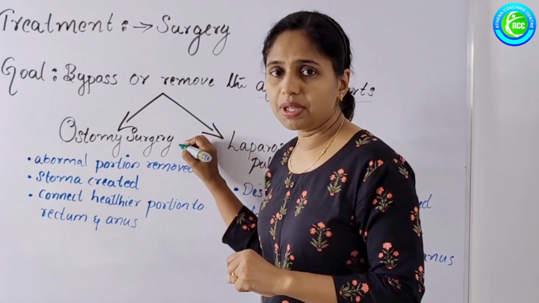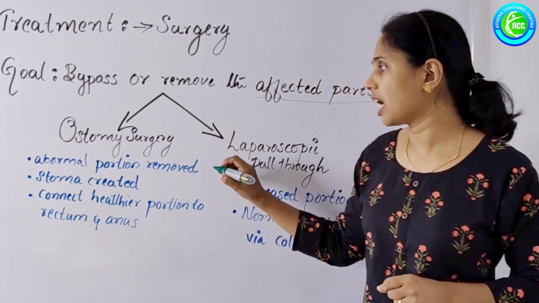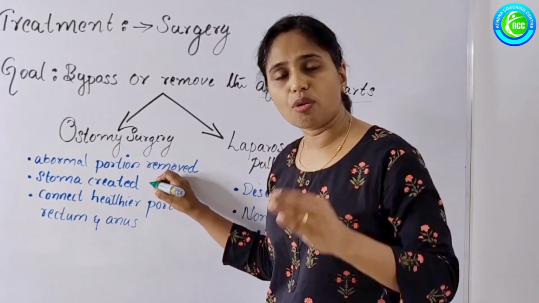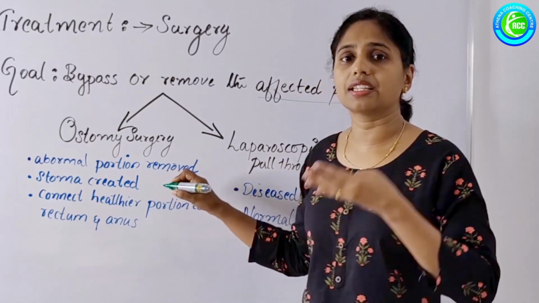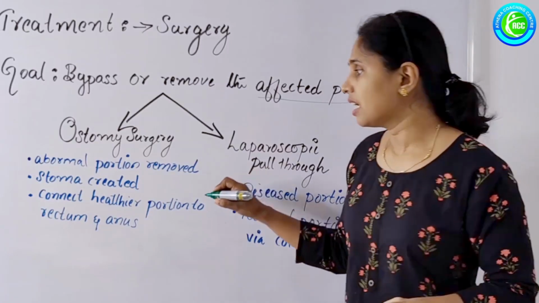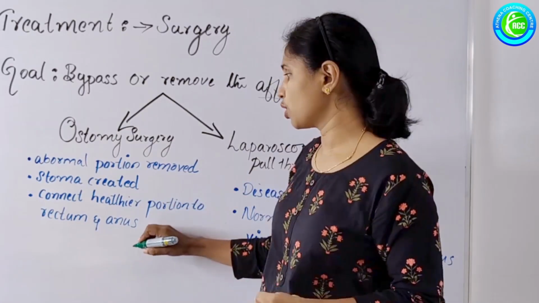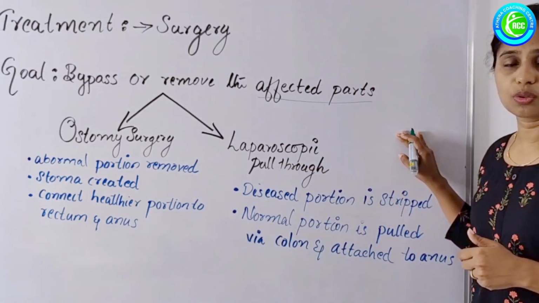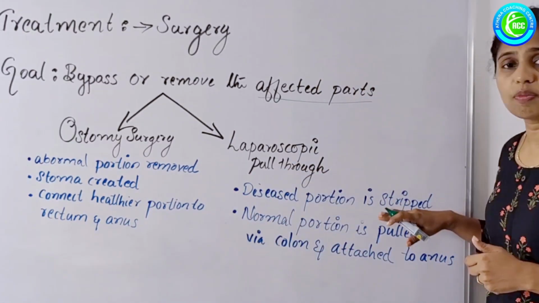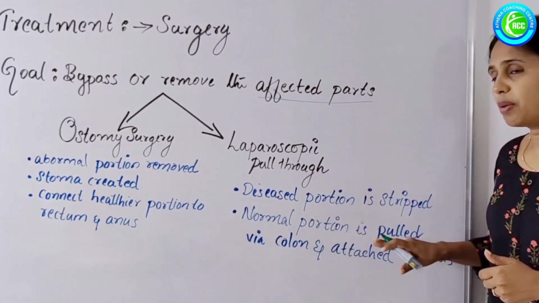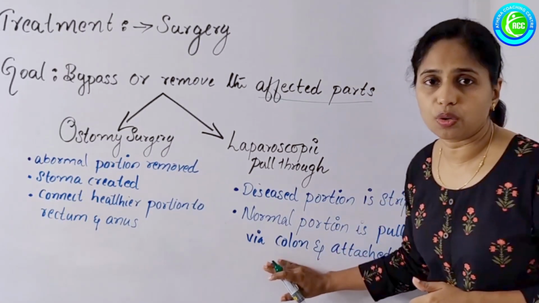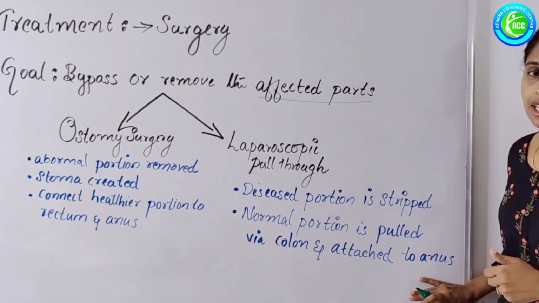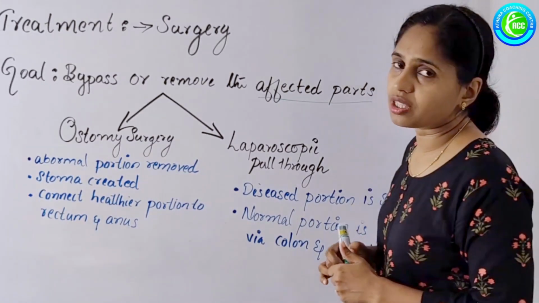So in ostomy surgery normally we remove the abnormal portion and then a stoma is created. Once the stoma completely heals and the removed portion completely heals, then connect the healthier portion to the rectum and anus. Okay, and in laparoscopic pull-through, the diseased portion is stripped away and then the normal portion is pulled through the colon and attached to the anus. These are the two methods of surgery.